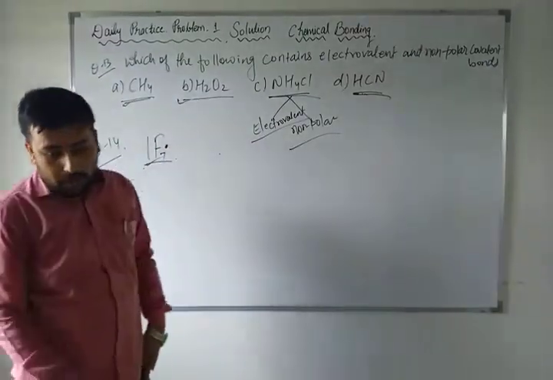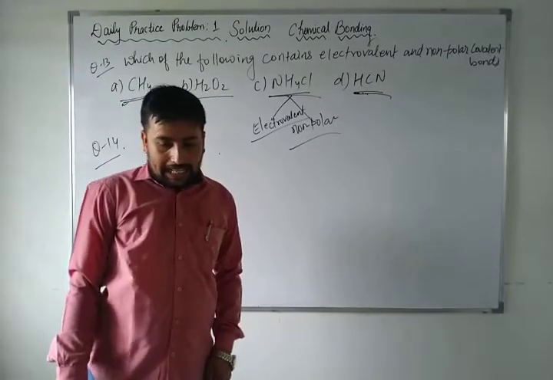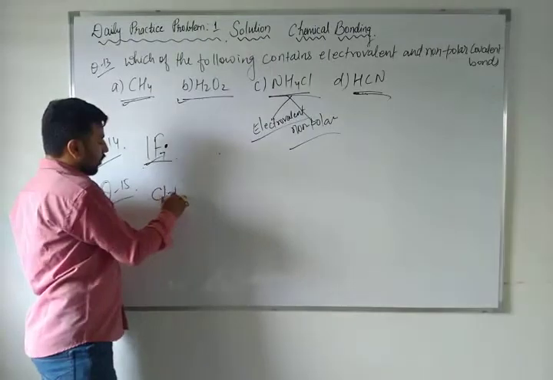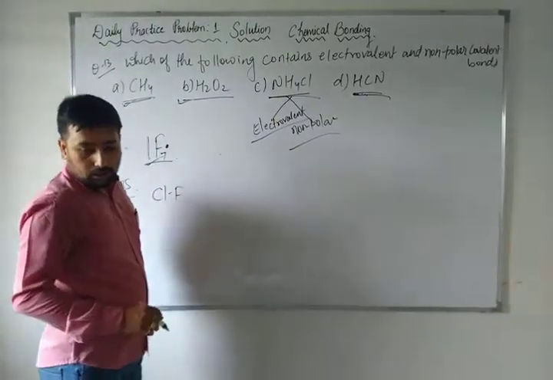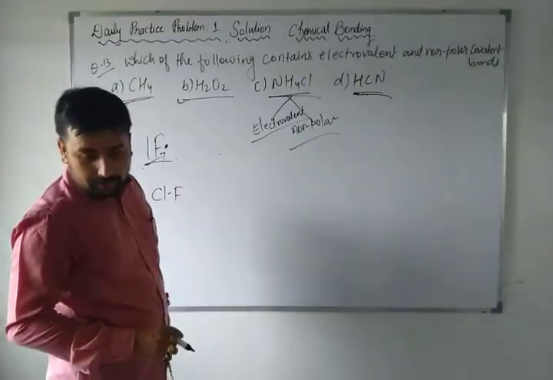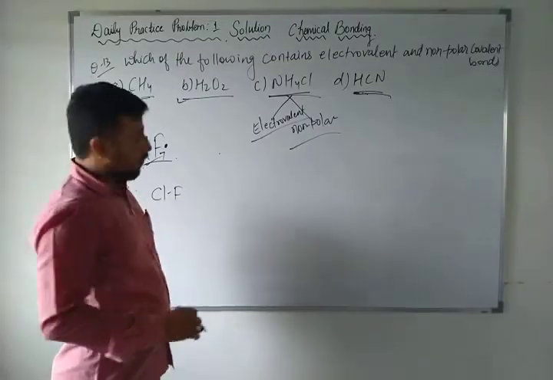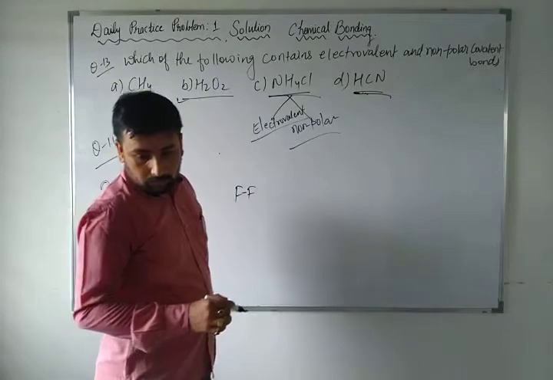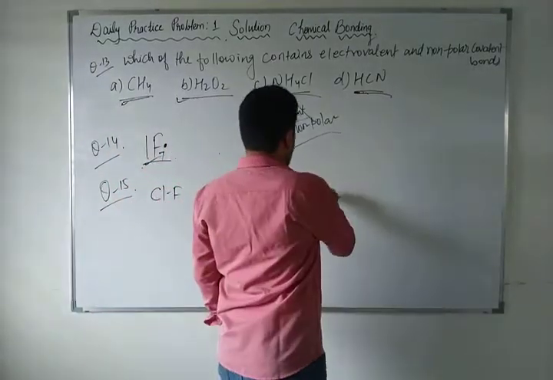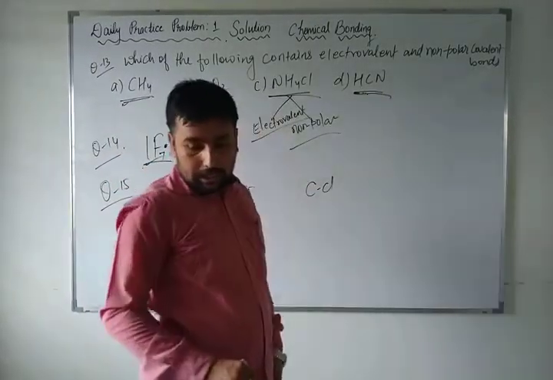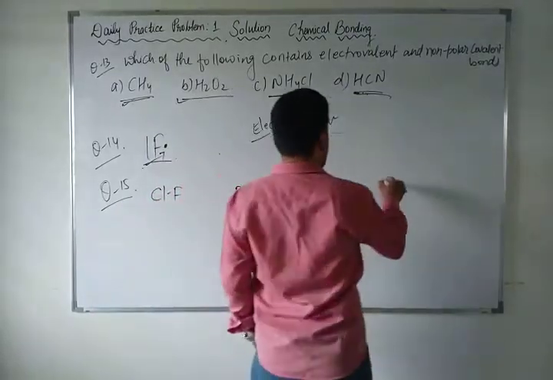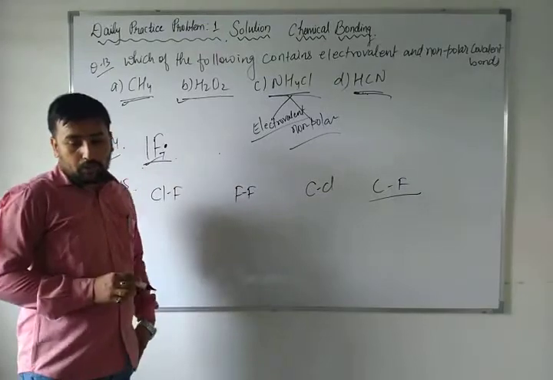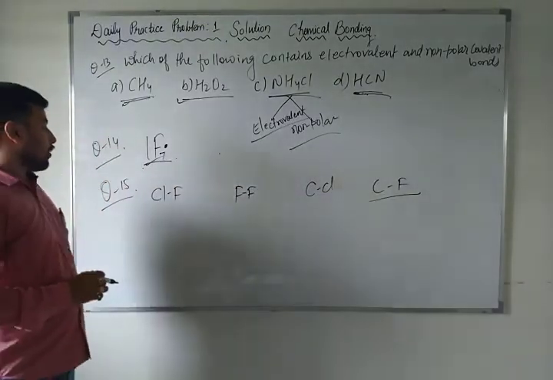And the 15th one, which of the following has a strong covalent bond? Options: chlorine fluoride, fluorine F2, carbon chloride and carbon fluoride. The question is, which of the following has a strong covalent bond?